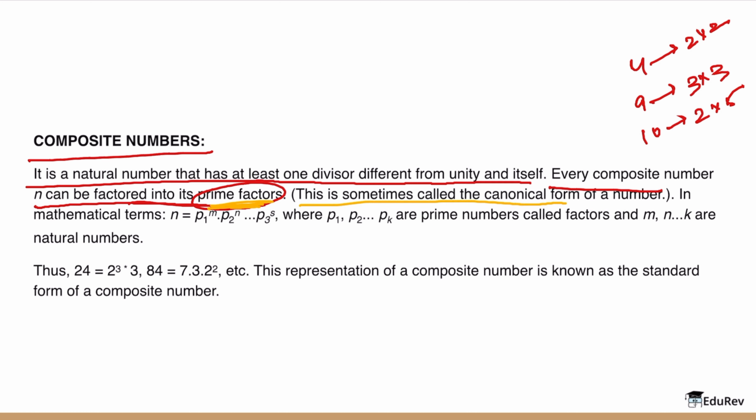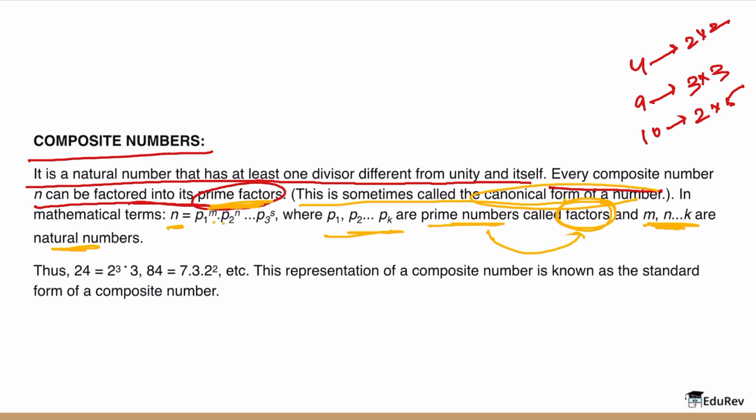Now this is sometimes called the canonical form of a number. Here n is any number, and there are going to be prime numbers which when multiplied are going to yield that composite number. So all those prime numbers are termed as the factors of that number. Okay, so p1, p2, pk are prime numbers which are also called the factors of this number, and m, k and n are natural numbers.